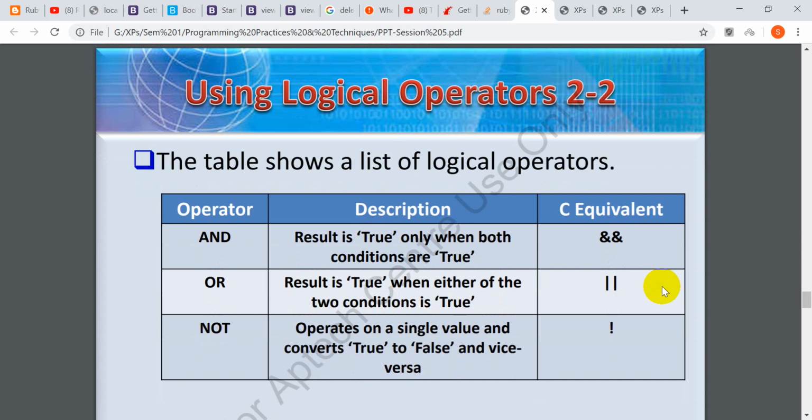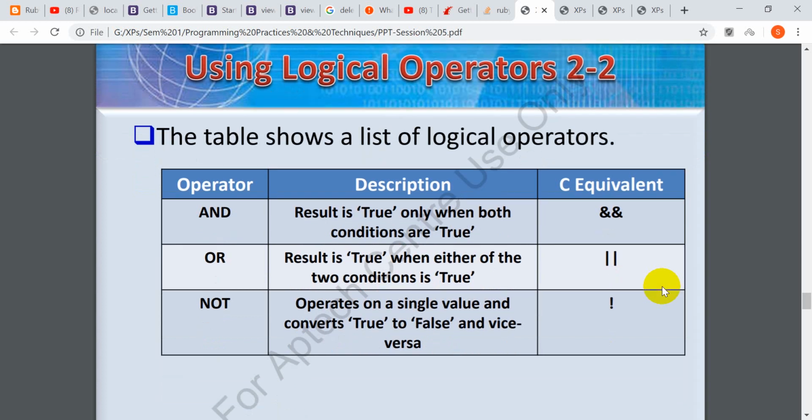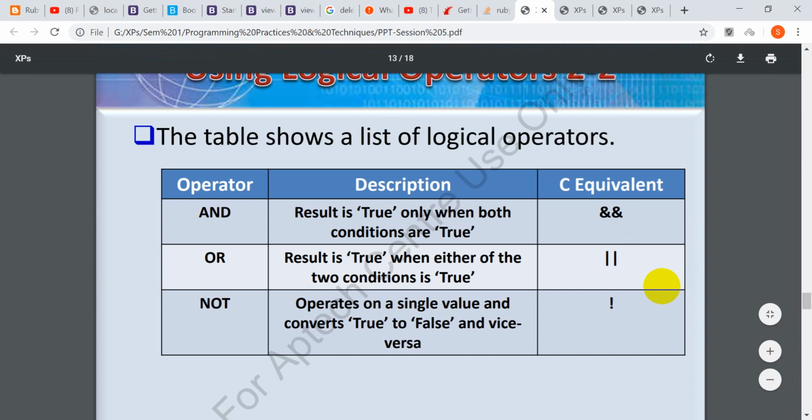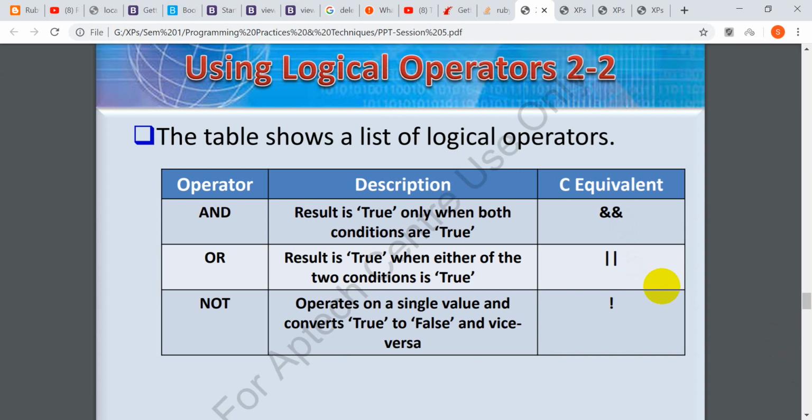And the result is true only when both conditions are true. He is greater than 18, and he is living in New York. Both of them must be true before you can use and. Then or means either of the two conditions is true. And here is the symbol in the C programming language. This is also the equivalent of or in C.